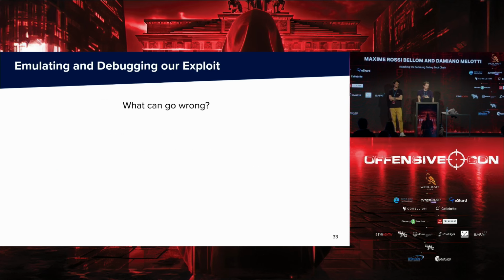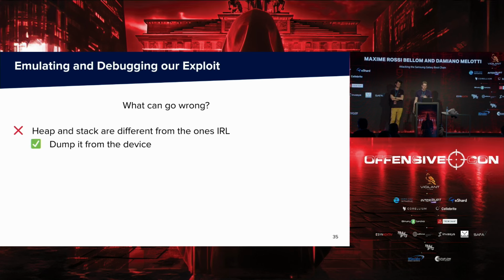So what can go wrong? The first thing is that the heap and the stack are different in both environments. To overcome this, we actually used the known vulnerability Damiano mentioned to dump the heap and the stack, so we had to patch little kernel to do so, but it's not impossible. There is another way to do this, which is to reproduce the exact same succession of free and malloc, because we don't really care about the content of the allocations.